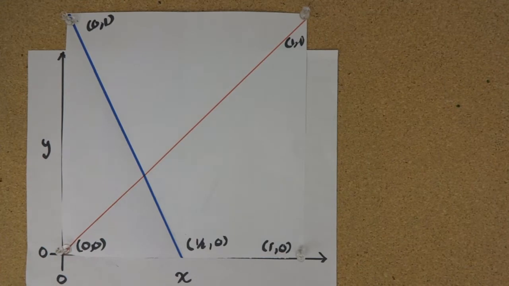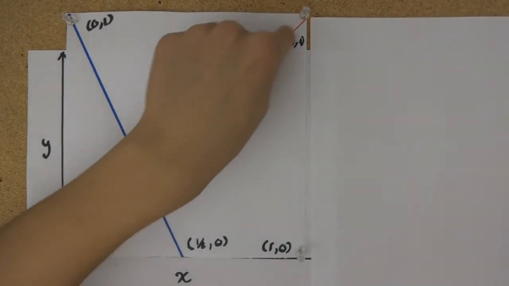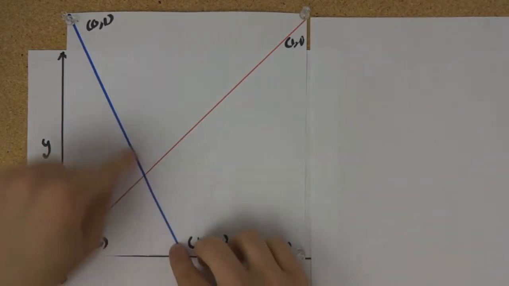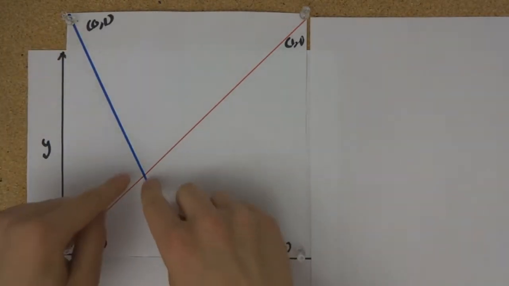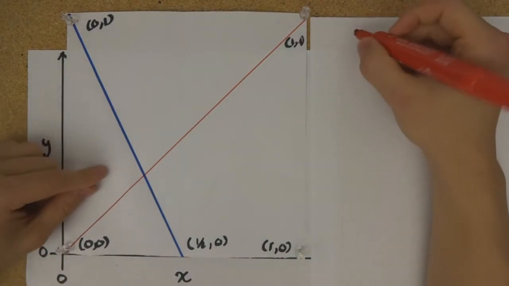Now what we're going to do is take the red line, define it as an equation, take the blue line, define it as an equation, and then solve for the intersection. So the first step is finding what these equations are.